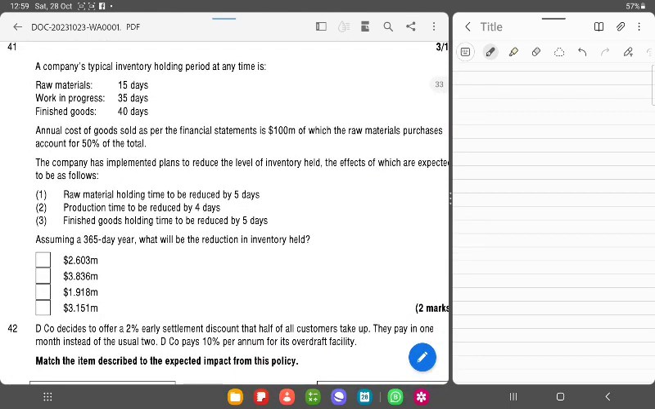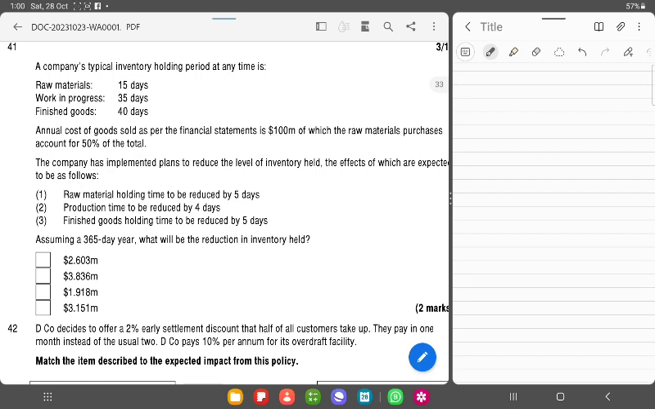The first one is here: a company's typical inventory holding period at any time is given to you as raw material 15 days, work in progress 35 days, and finished goods 40 days. Annual cost of goods sold as per financial statement is 100 million, of which the raw material purchases account for 50% of the total. So it means that raw material purchase has a value of 50 million, 50% of 100 million.